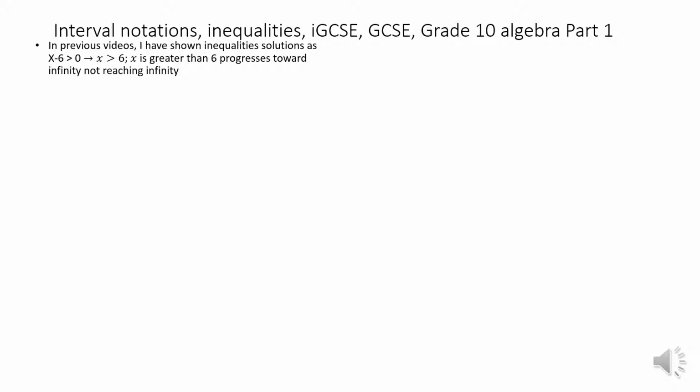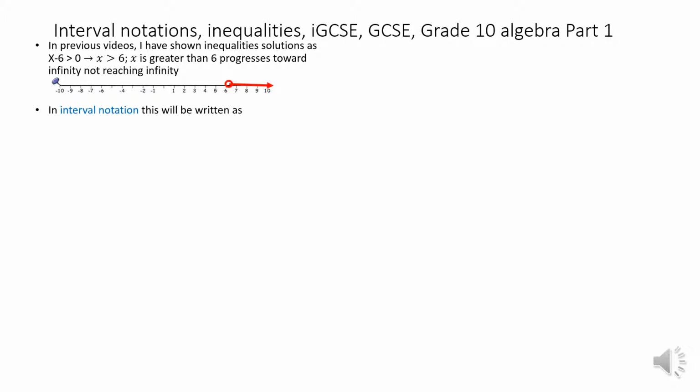Now, in this case, where we've got x is greater than 6, for inequalities we show the symbols in this manner. You have a red circle, not filled in, pointing towards the right-hand side, towards infinity.